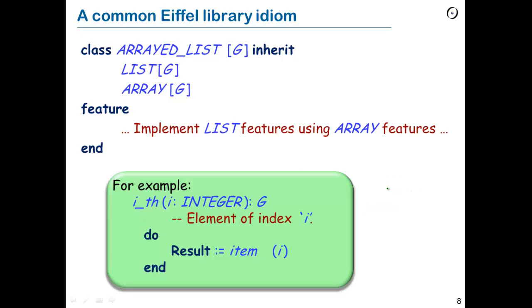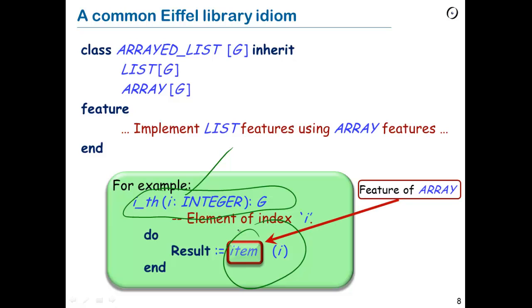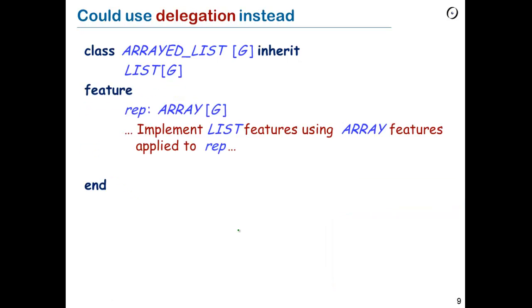The way it works is typically like this. This is a typical implementation of a feature of arrayed list. Ith is a feature of list, which returns the element of index I, where I is the argument. And how do we obtain the ith element? Well, since the list is implemented as an array, we just obtain item of I, where item is a feature of class array. It's the feature that gives us the element at position I of the array. So as I said, not everyone likes this because it's a bit asymmetric in its use of inheritance, but it works.